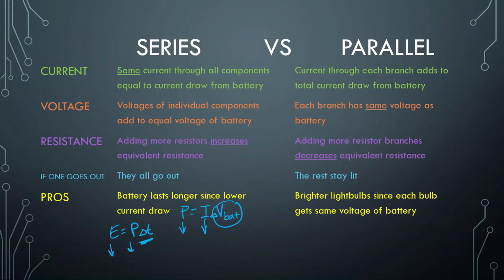So if you want a battery to last longer, you need to put them into series. But you have to make sure that your current draw is not too low, otherwise your devices that are plugged in won't be able to function.